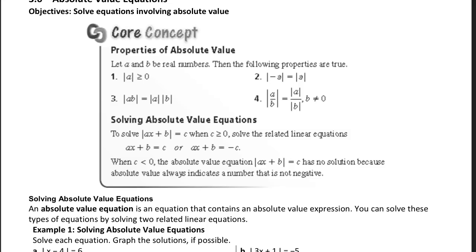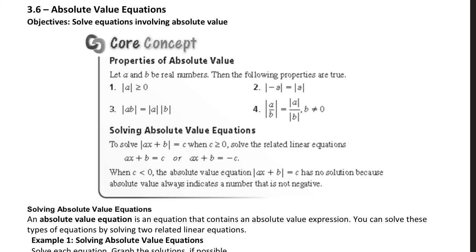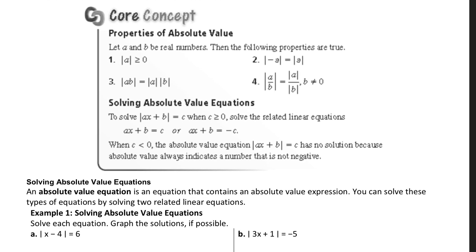Okay, so this lesson is about solving absolute value equations. Before that, we have to know some properties of absolute value and the definition of absolute value. The absolute value of a number is that number's distance from 0.